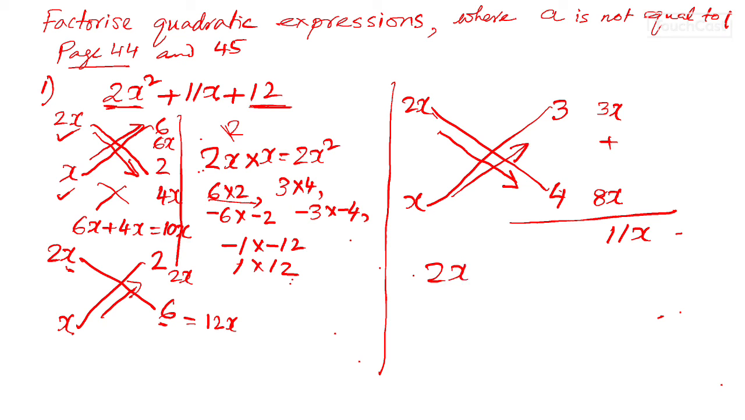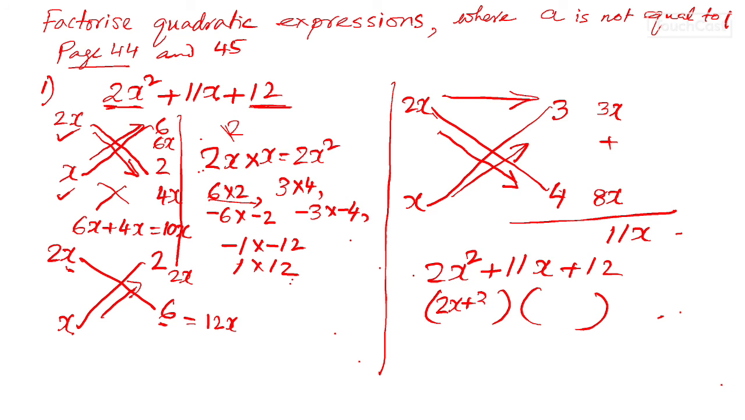So when I factorize 2x squared plus 11x plus 12, it'll give me two brackets, and along the top line is going to be 2x plus 3, and along the bottom line is going to be x plus 4. The factorization is done.